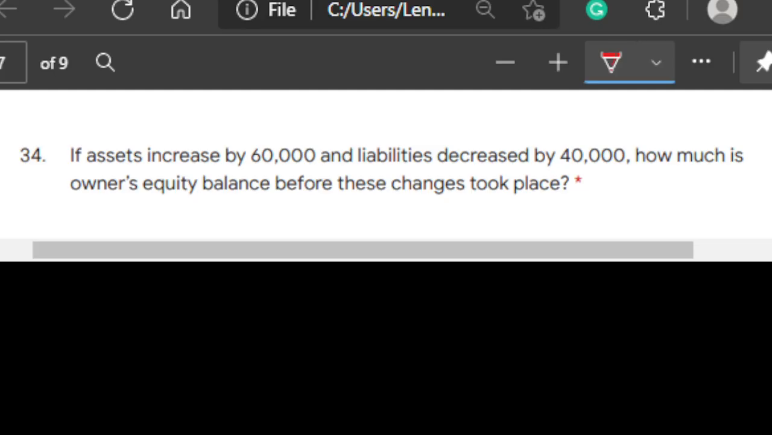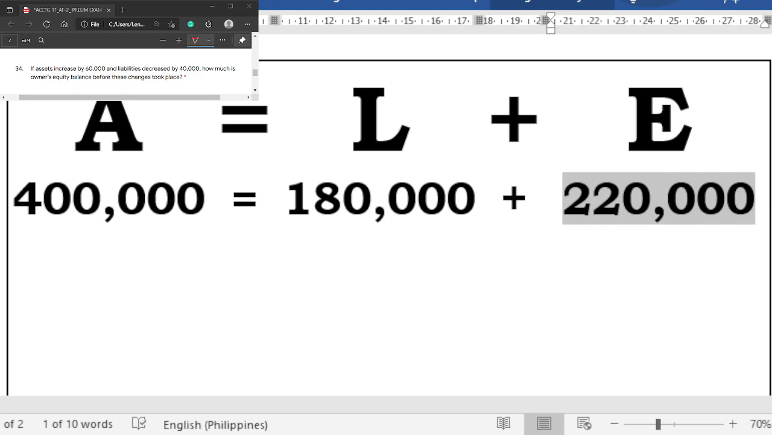Lastly, if assets increased by 60,000 and liabilities decreased by 40,000, how much is the owner's equity balance before these changes took place? So we already know, because it says here, before these changes took place. So before the changes, our equity is 220,000. So, that is our answer. 220,000.